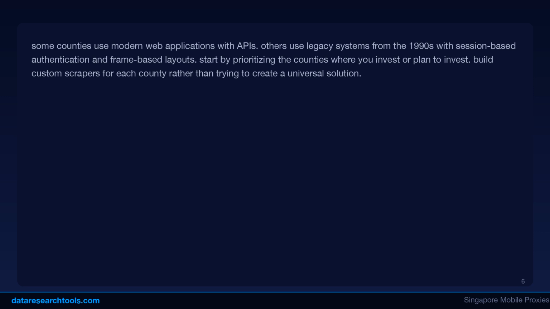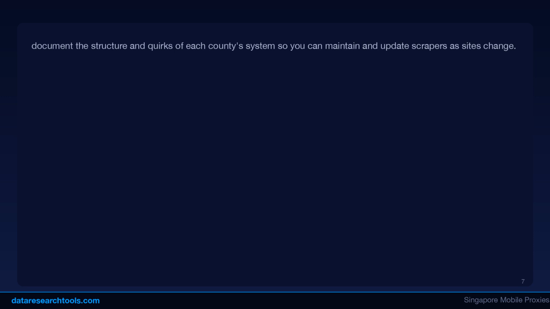Now, despite the variety, most county recorder sites fall into a few common patterns. Many use a handful of software platforms. Tyler Technologies, Granicus, and CivicPlus power a large percentage of county government websites. Learning the patterns of these platforms lets you build scrapers that work across multiple counties with minimal customization.